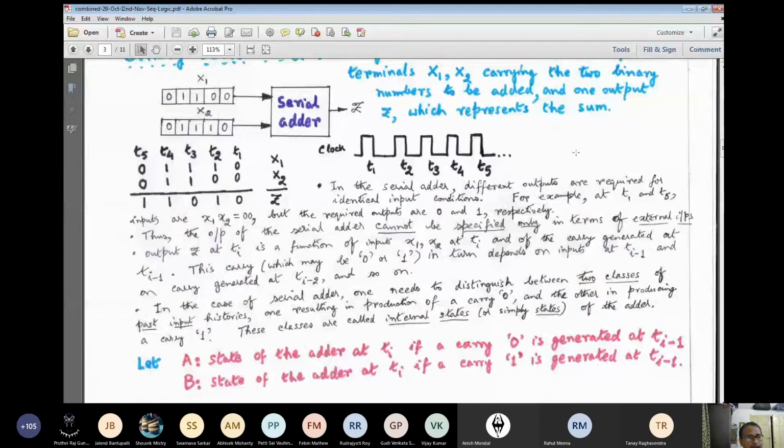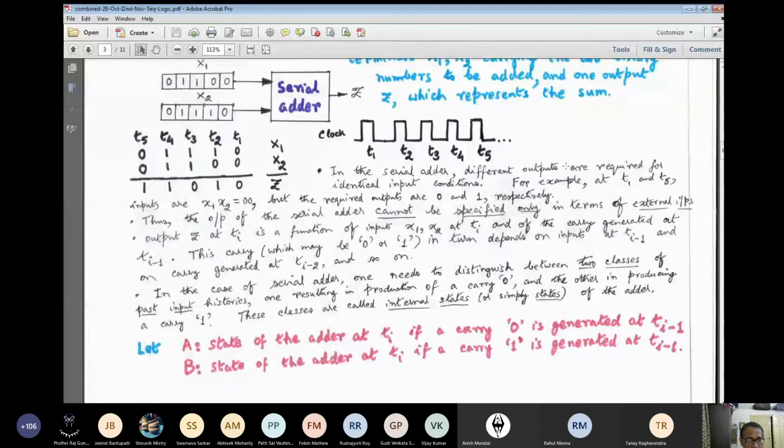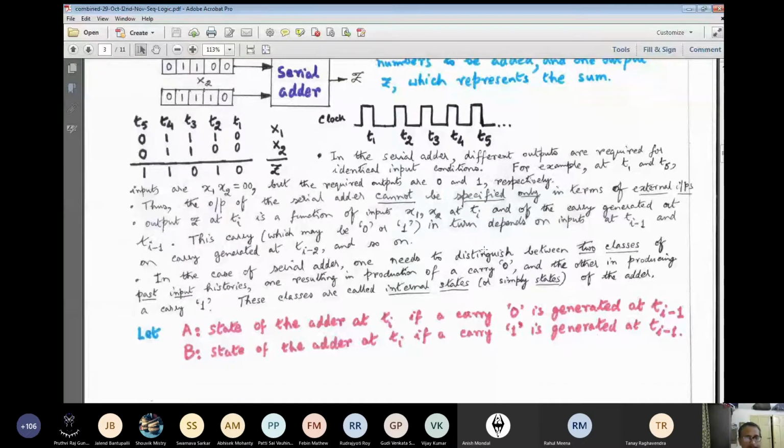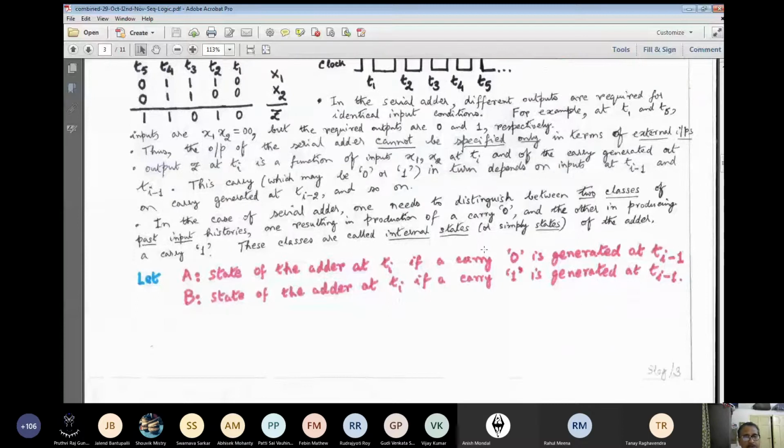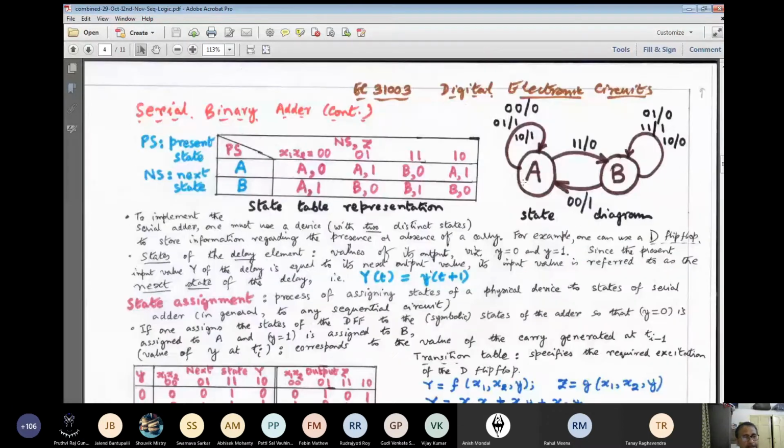So for the binary serial adder, we got only 2 important states. All of you remember this discussion, is it not? So it is a 2-state sequential circuit. These are the states which we symbolize as A and B. And then we also went on to design the particular sequential circuit.